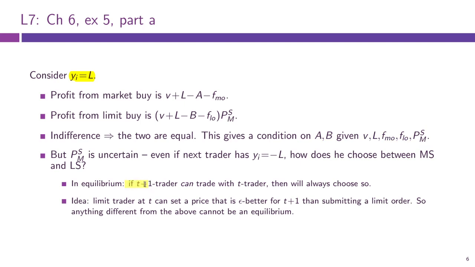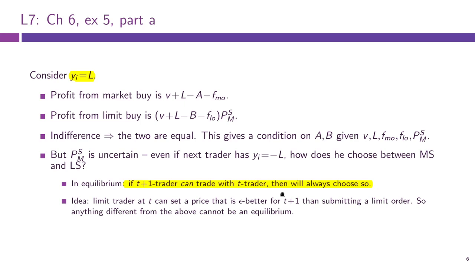So if a trader in the next period can trade with trader from period T, if he can submit a market order against T trader's limit order, then this will always happen. This is the thing that will always happen. In equilibrium, trader at T plus 1 can never submit a limit order if he has a limit order that he can trade against. So why is this so? Why is this the only equilibrium that we can have?